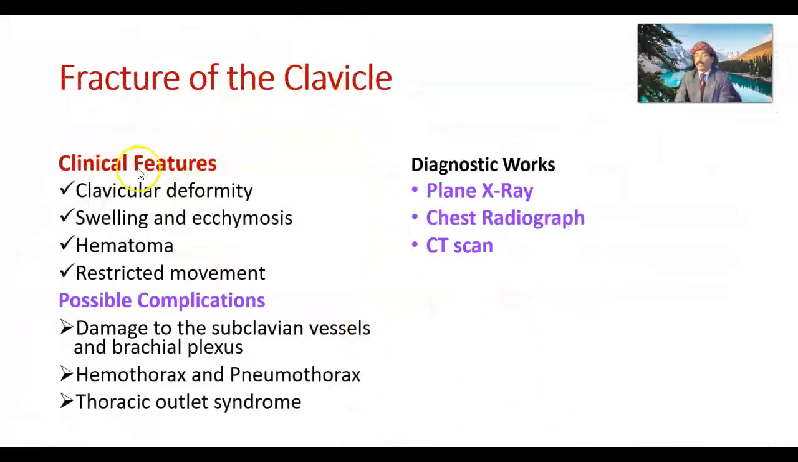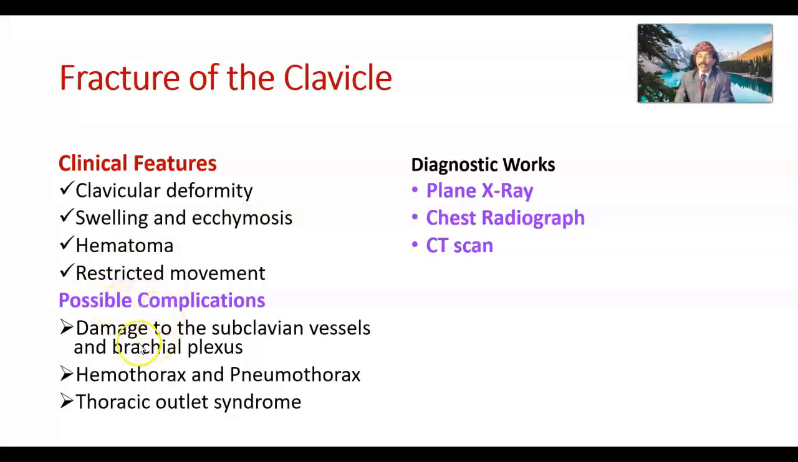Fracture of the clavicle, clinical features: certainly clavicular deformity. There will be bumping at the site of fracture. If it is an open fracture, the skin may be discontinuous, and the bone may even come out. Swelling and ecchymosis, there is collection of blood under the skin. Hematoma, a big mass of blood collection, and certainly restricted movement.